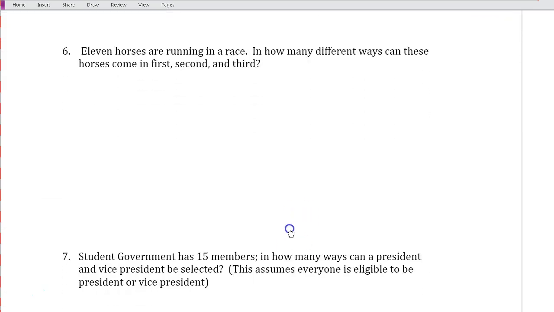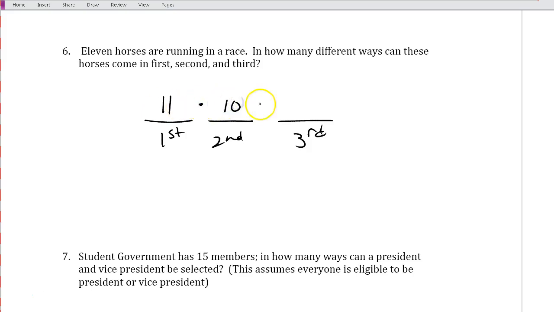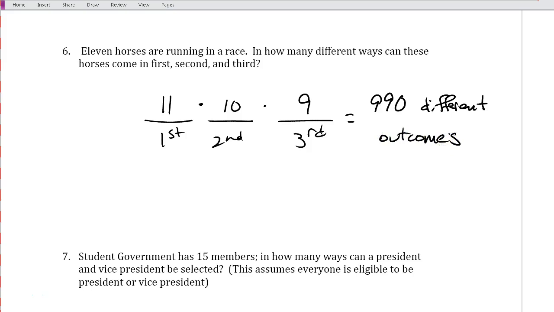Alright, moving on to number 6. 11 horses are running in a race. In how many different ways can these horses come in first, second, and third? So we've only got 3 places here, first, second, and third, and we've got 11 horses. So there are 11 possibilities for first place, times 10 possibilities left for second place, times 9 possibilities left for third place. That gives us 990 different outcomes for first, second, and third place.